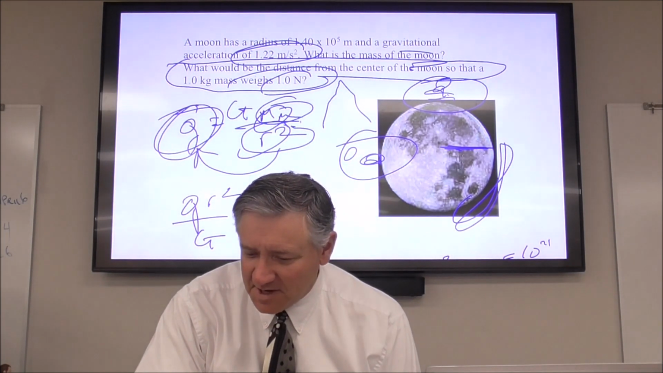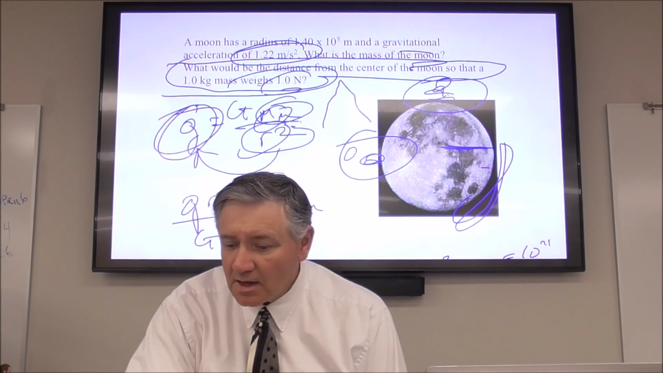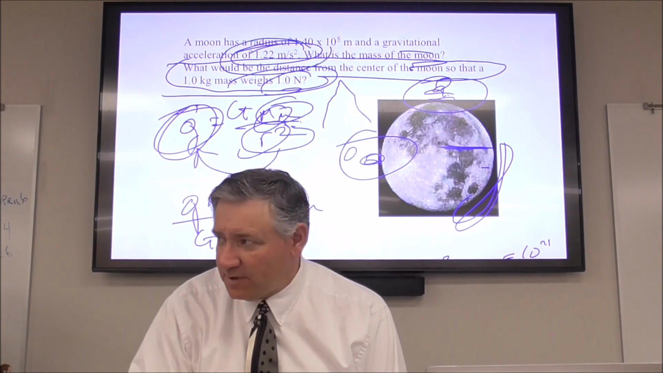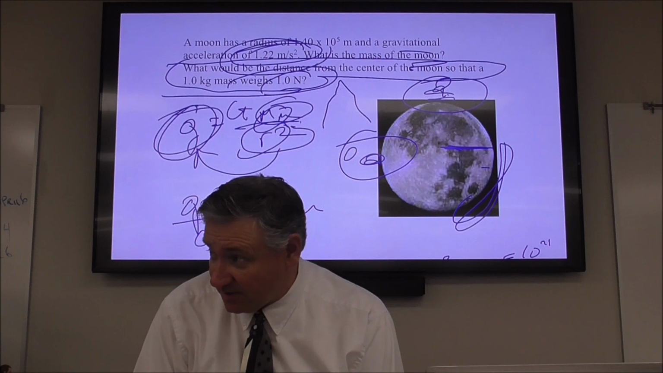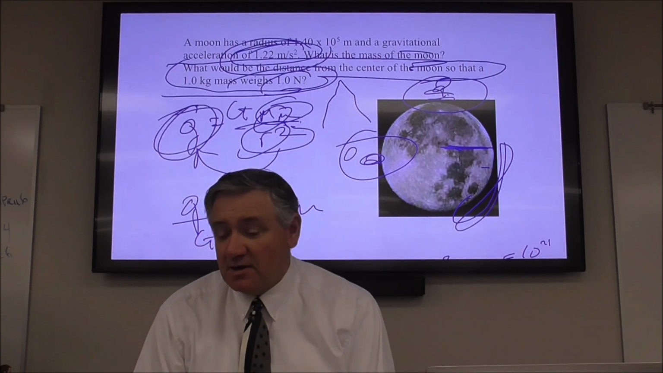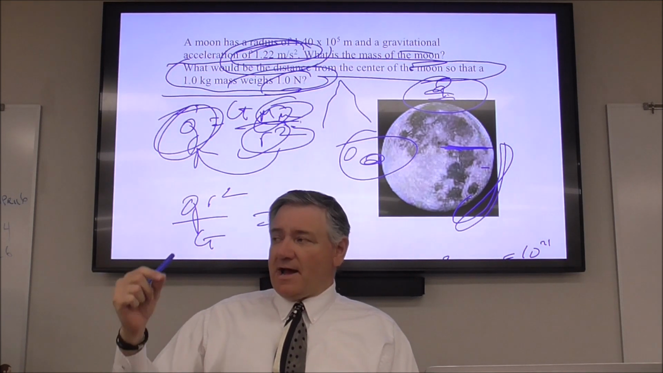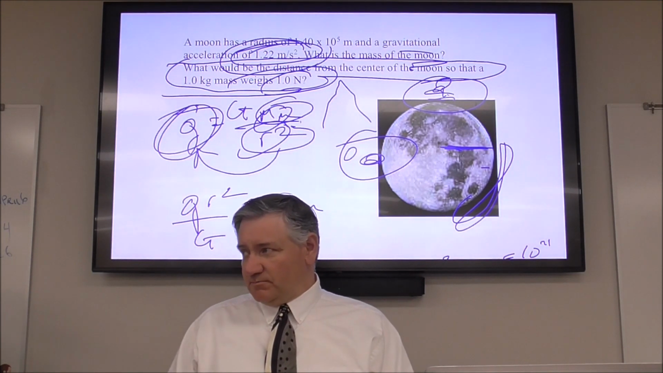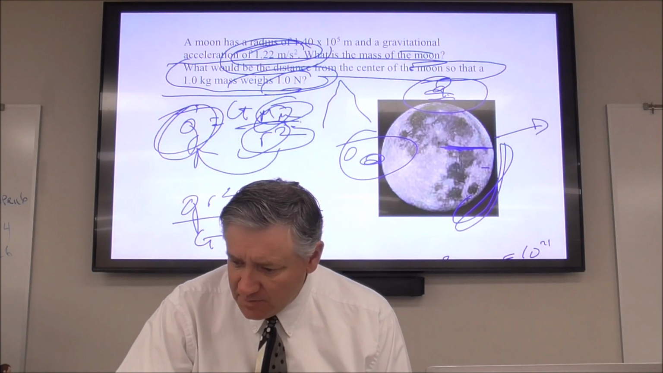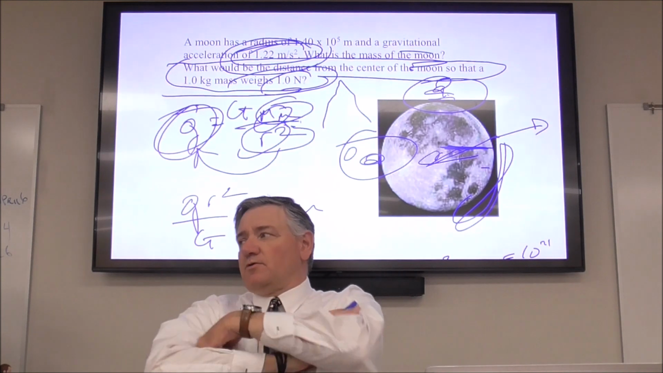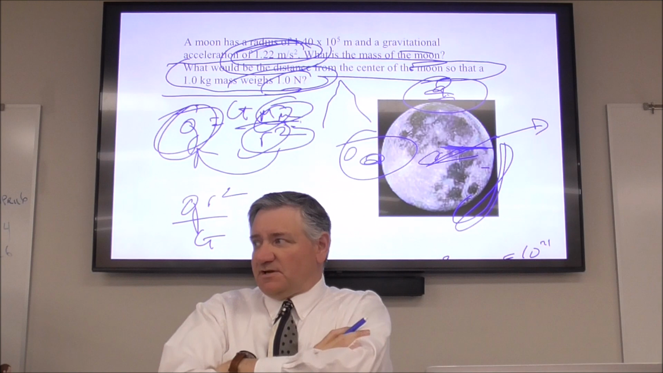I want, if I'm standing at the surface of the moon, it's going to weigh 1.22 newtons. Okay? Because g is 1.22 meters per second squared. Cool with this? So I want to go somewhere where that 1 kilogram mass only weighs 1 newton. Okay? So do I go further from the center of the moon, or closer to the center?